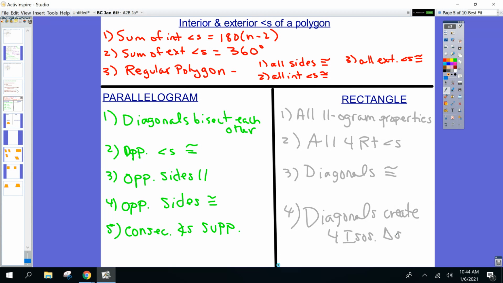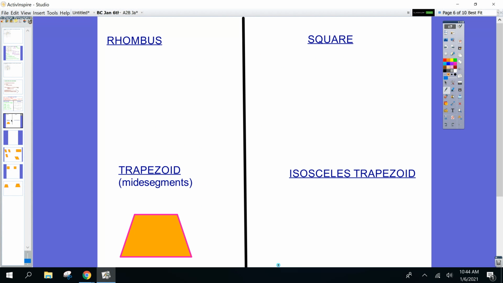All right, let's go to the old rhombus. I'll start rhombus off the same way I did rectangle. All parallelogram properties.